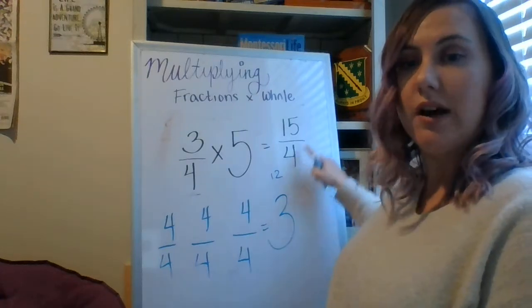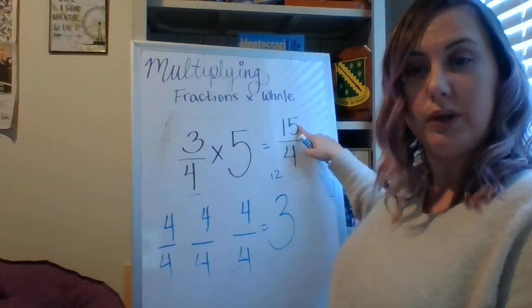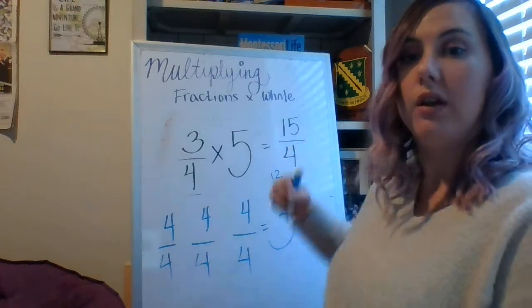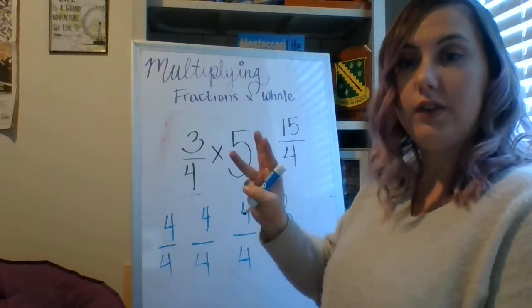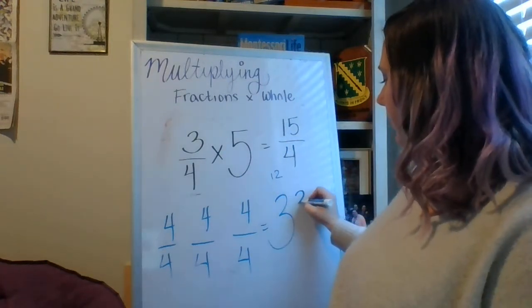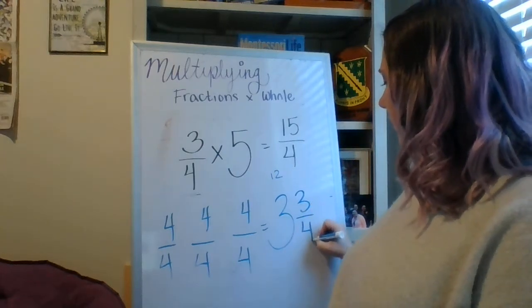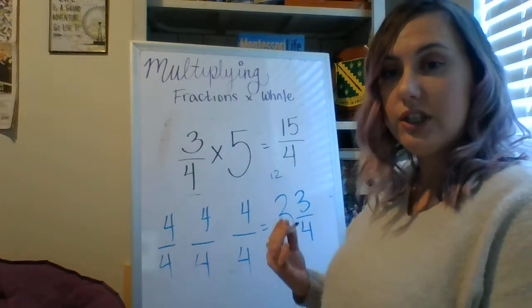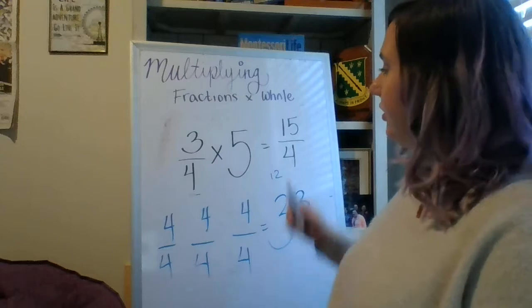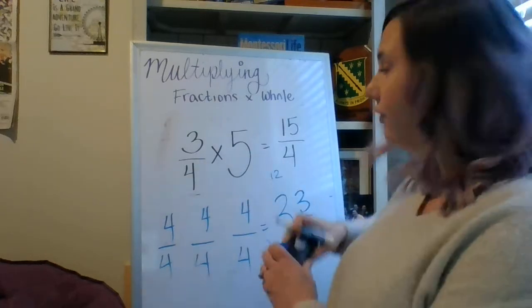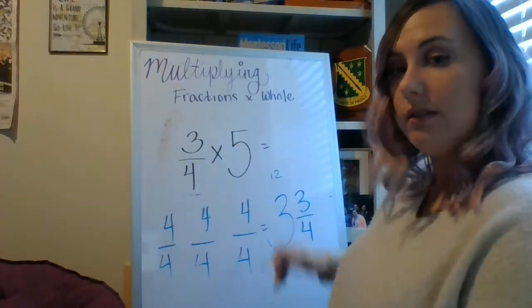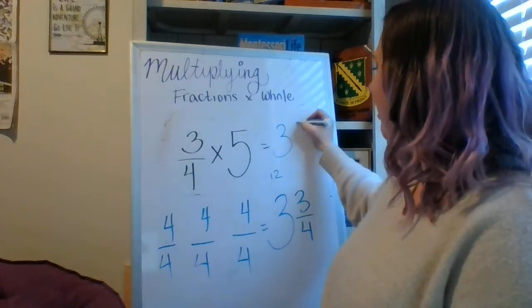But I only used 12 and I had 15. So we can just count the difference. 12, 13, 14, 15. There are 3/4 left over. So our answer, the best way to write our answer to 3/4 times 5 will be 3 and 3/4.